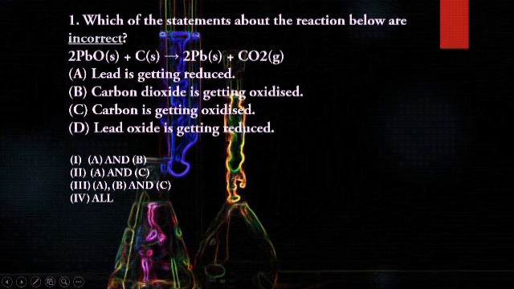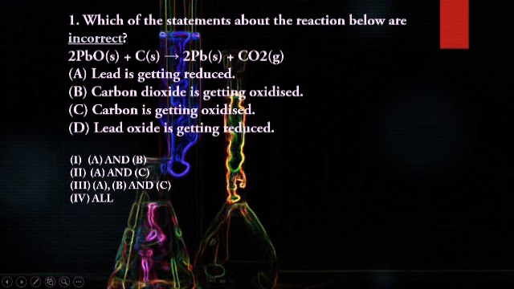Now let's check the statements. Statement A tells that lead is getting reduced. Here in the equation we can see that lead is not getting reduced. Instead, lead oxide is getting reduced to lead. So, statement A is incorrect.